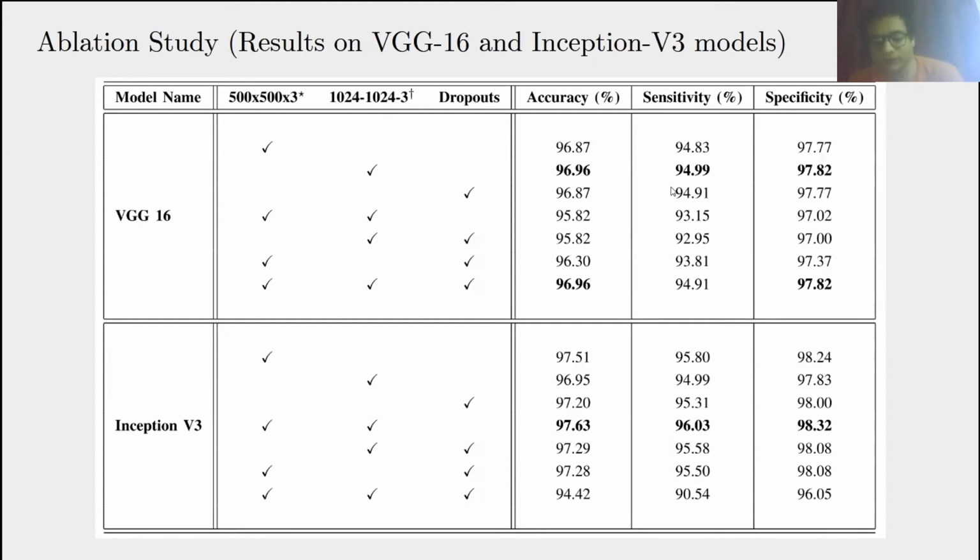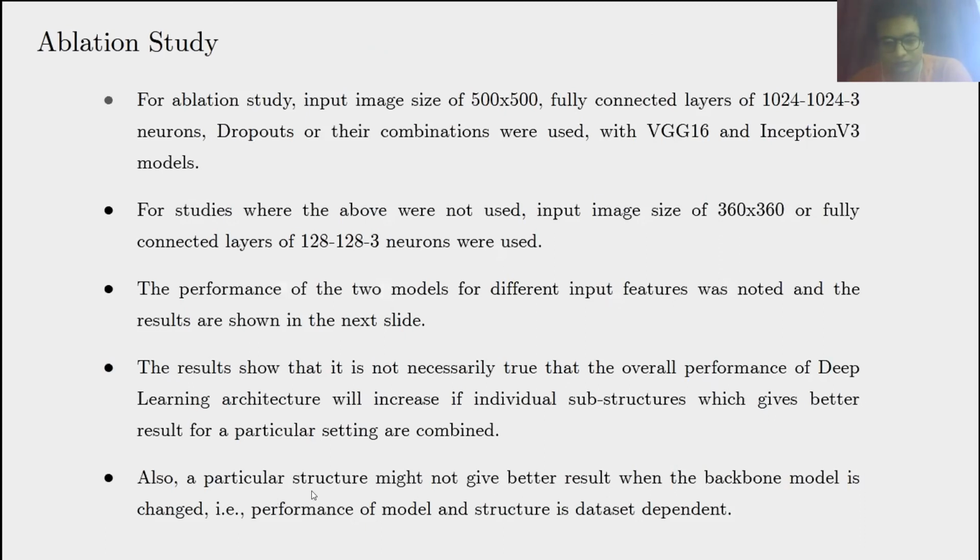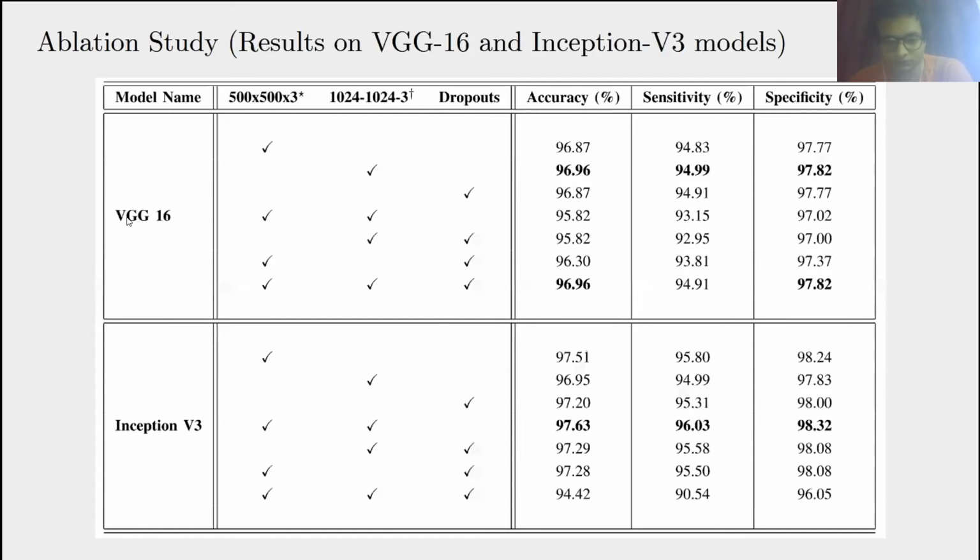Again, when we move on to Inception V3, we also see that when we combine the three features, the metrics actually take a nosedive. But when we remove one of the features, the dropouts, then the metrics were the best among all the ones that we obtained. So what we can conclude from here is that the results of a particular substructure might not give better results when the backbone model is changed. As you can see, when we change from VGG16 to Inception V3, but we considered the same feature sizes, the metrics were actually different.